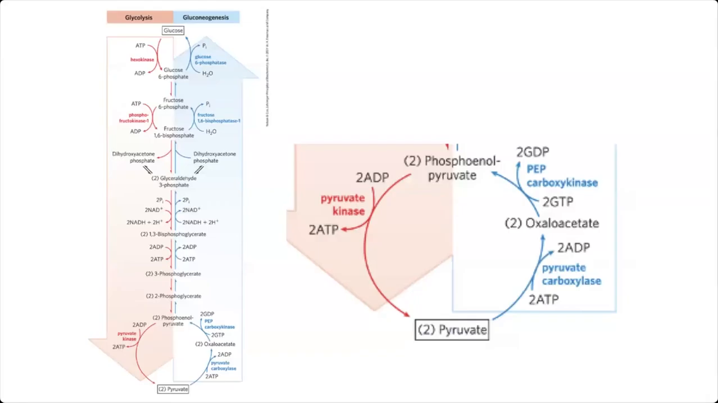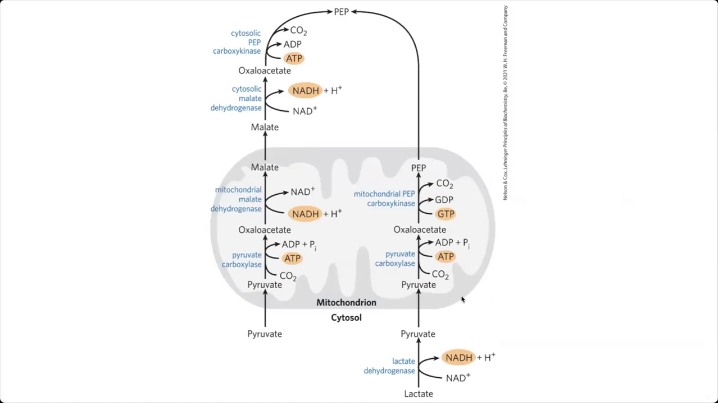Let's start from the bottom up. Say we have that pyruvate and we want to take it back up through gluconeogenesis. We're going to need two enzymes to do this: pyruvate carboxylase and PEP carboxykinase. Pyruvate carboxylase uses ATP in order to carboxylate. Adding a CO2 group to your pyruvate to give you oxaloacetate is energetically costly, so it takes ATP. It leaves you with oxaloacetate.